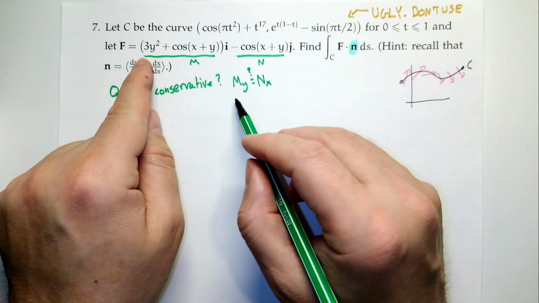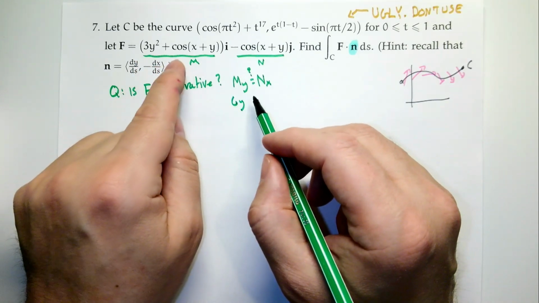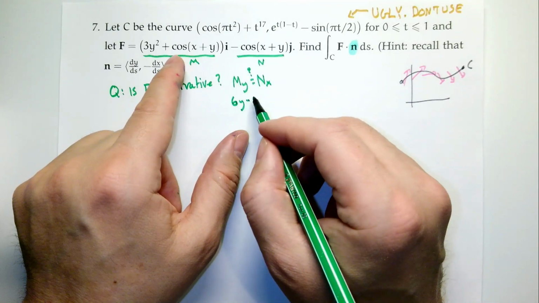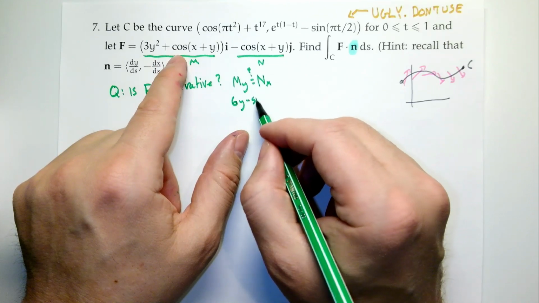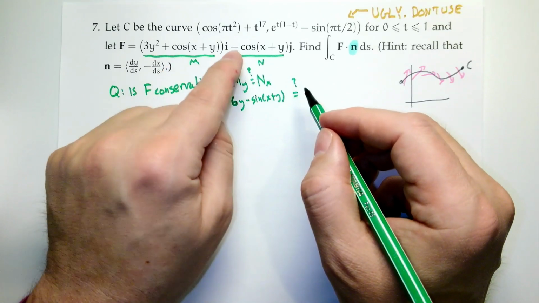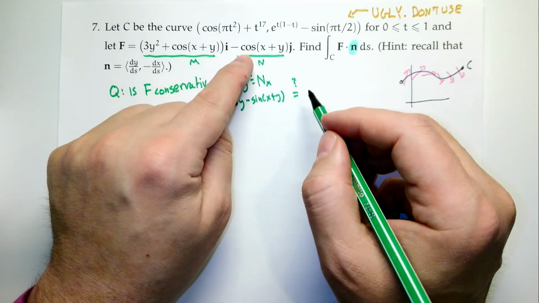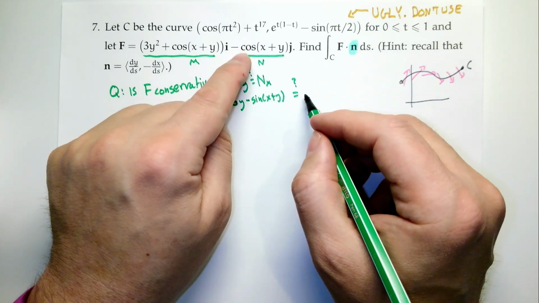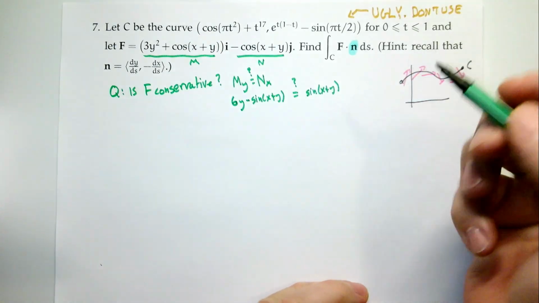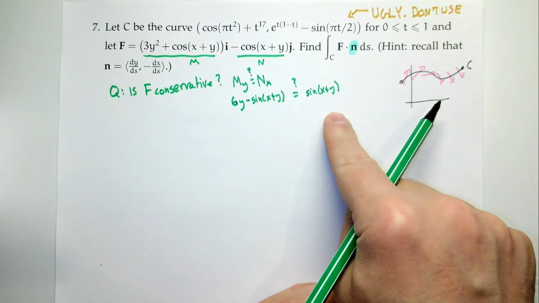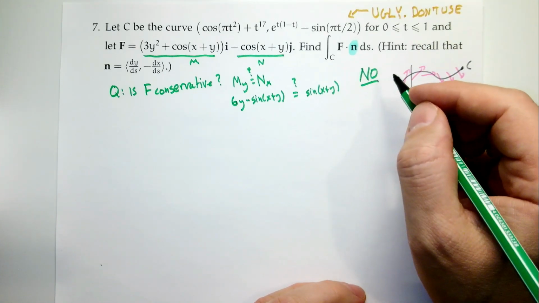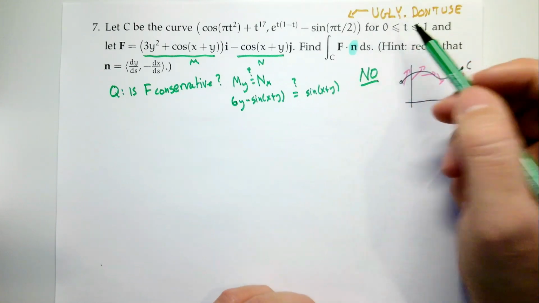M sub y, that's 6y, and then take the derivative with respect to y of cosine, that's negative sine of x plus y. Does this equal, come over here, take the derivative of this with respect to x. We're going to get a minus, so that's going to be a positive sine of x plus y. You'll see these are not the same. So is the function conservative? The answer is no.